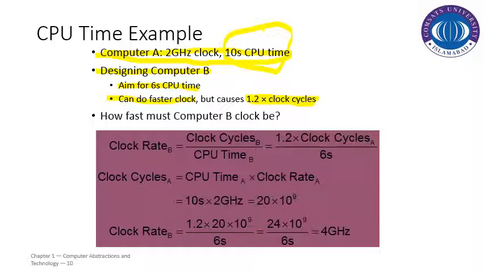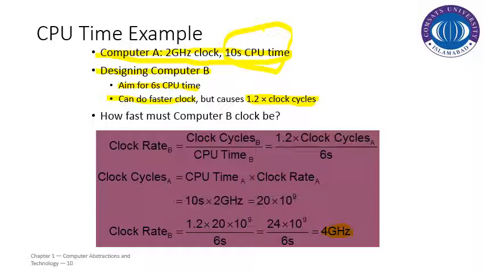So first of all, if we determine the clock rate B, we can determine the clock cycles of computer system A, and we can see that the clock cycles of computer system A have an effect of 1.2 times. Basically that is being multiplied with the clock cycles for computer B. So if we put the values in our expression, we can say that the clock rate is equal to 4 GHz in order to run the same program in 6 seconds instead of 10 seconds.